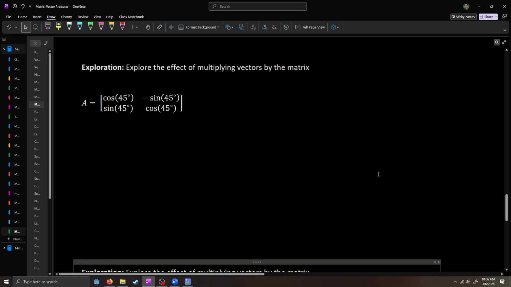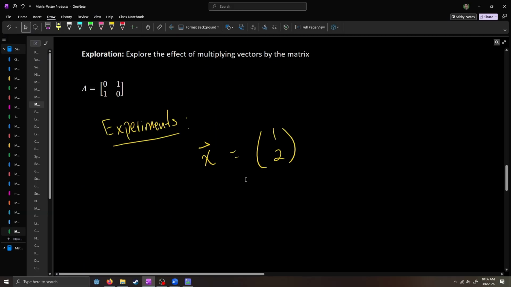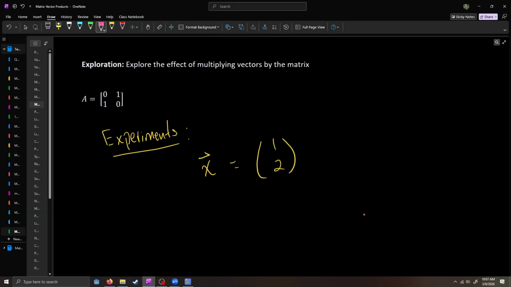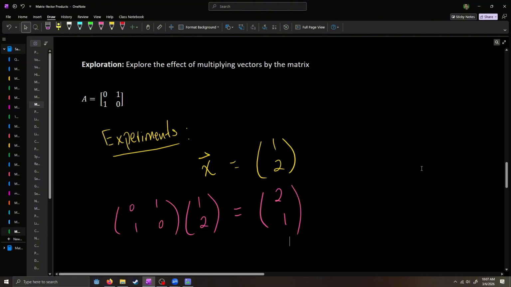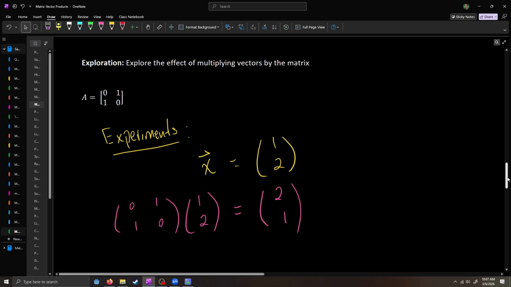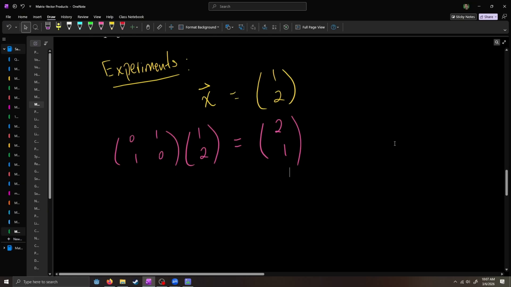Let's go ahead and apply the matrix to this vector. So 0, 1, 1, 0 being applied to the column vector 1, 2. If I calculate the result using these dot products, then I have 0, 1 dotted with 1, 2, and then I have 1, 0 dotted with 1, 2. So the result of that matrix multiplication is 2, 1. It has taken the vector 1, 2, and it has turned it into the vector 2, 1.